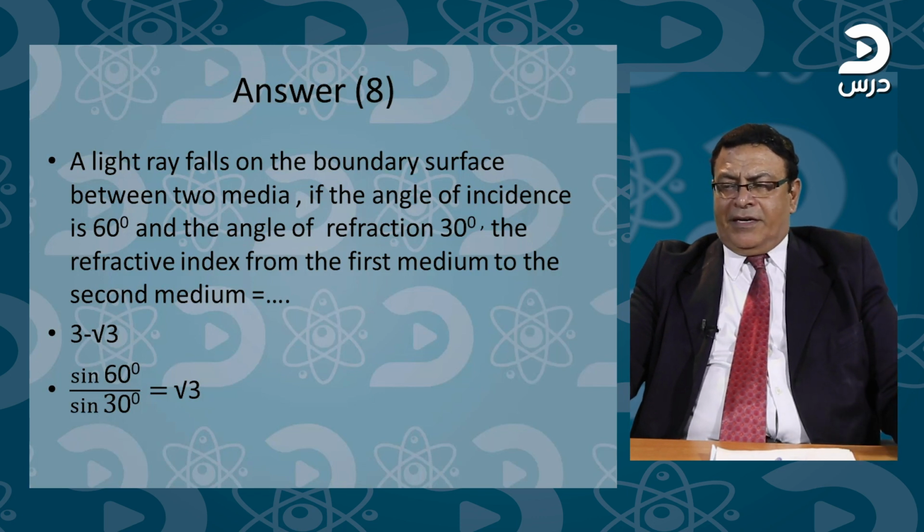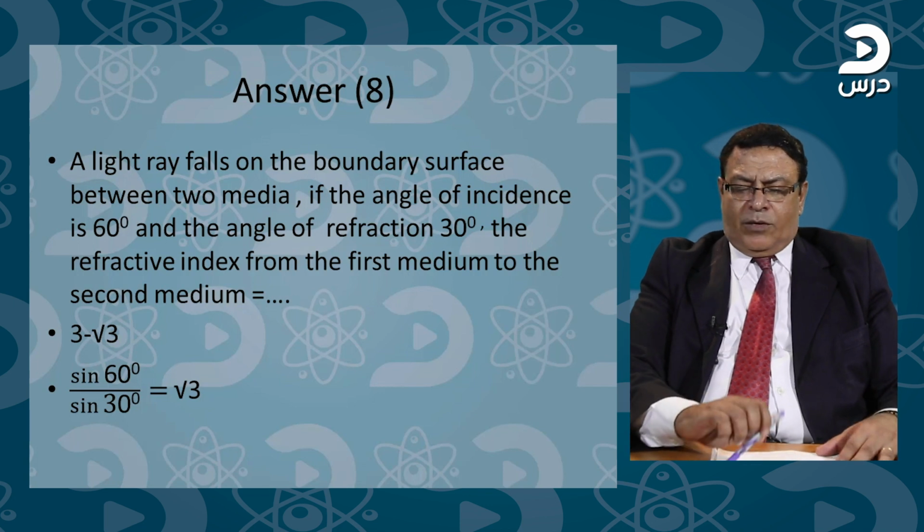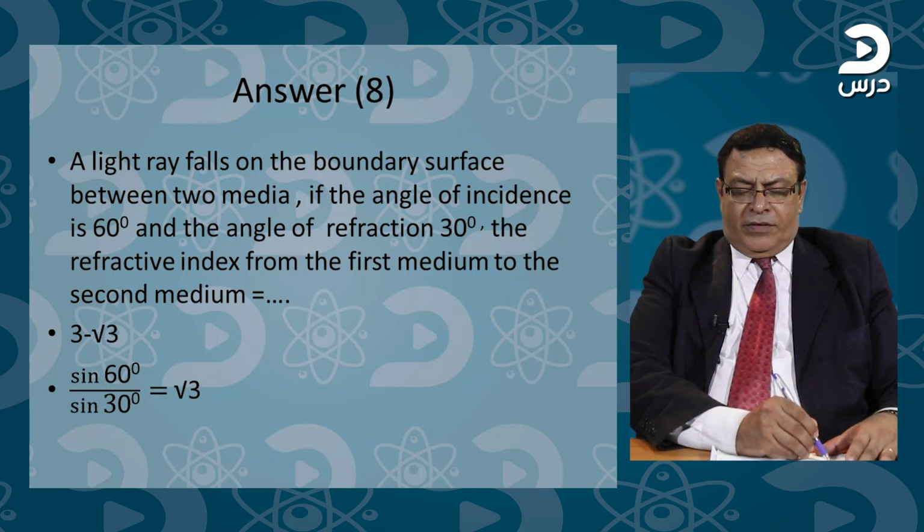يبقى the light ray fall on bounding surface between two medium في angle of incidence 60 and the angle of refractions 30, so the refractive index from first medium to second medium equal root 3.